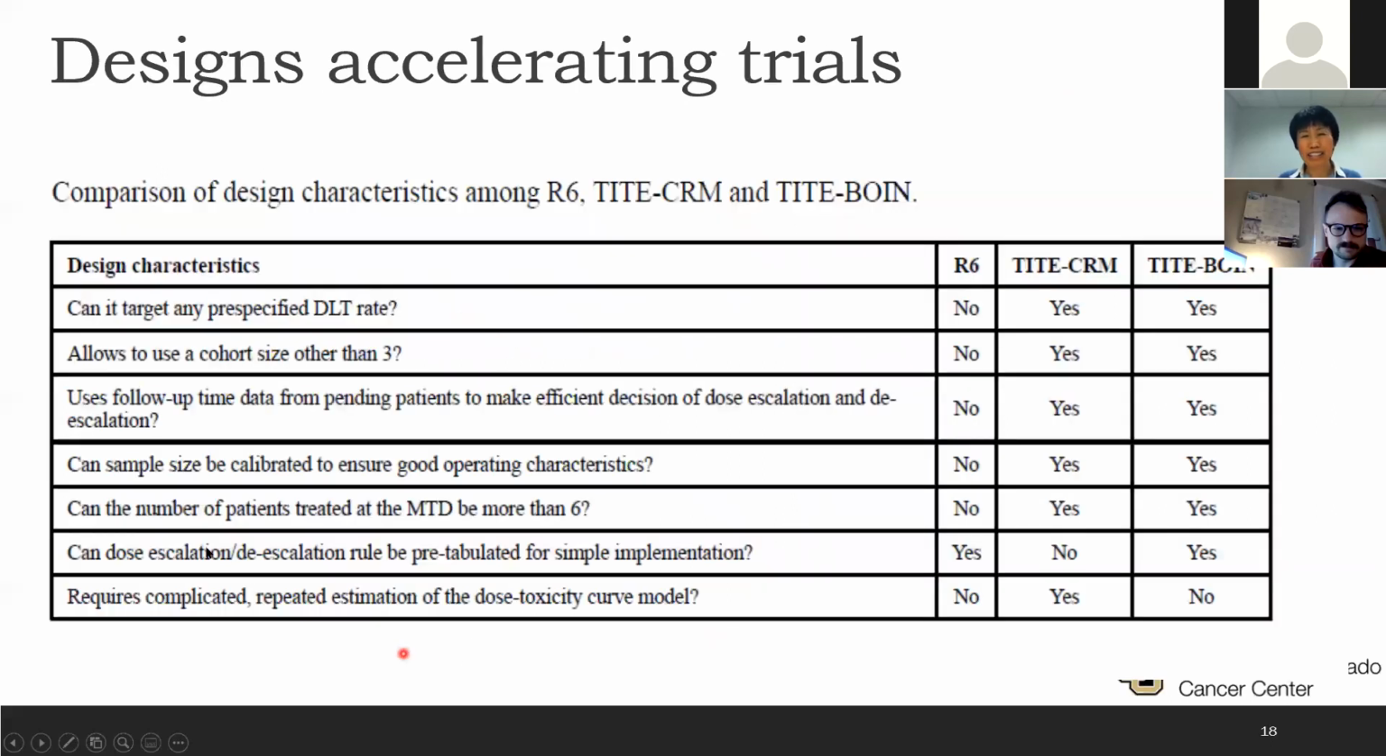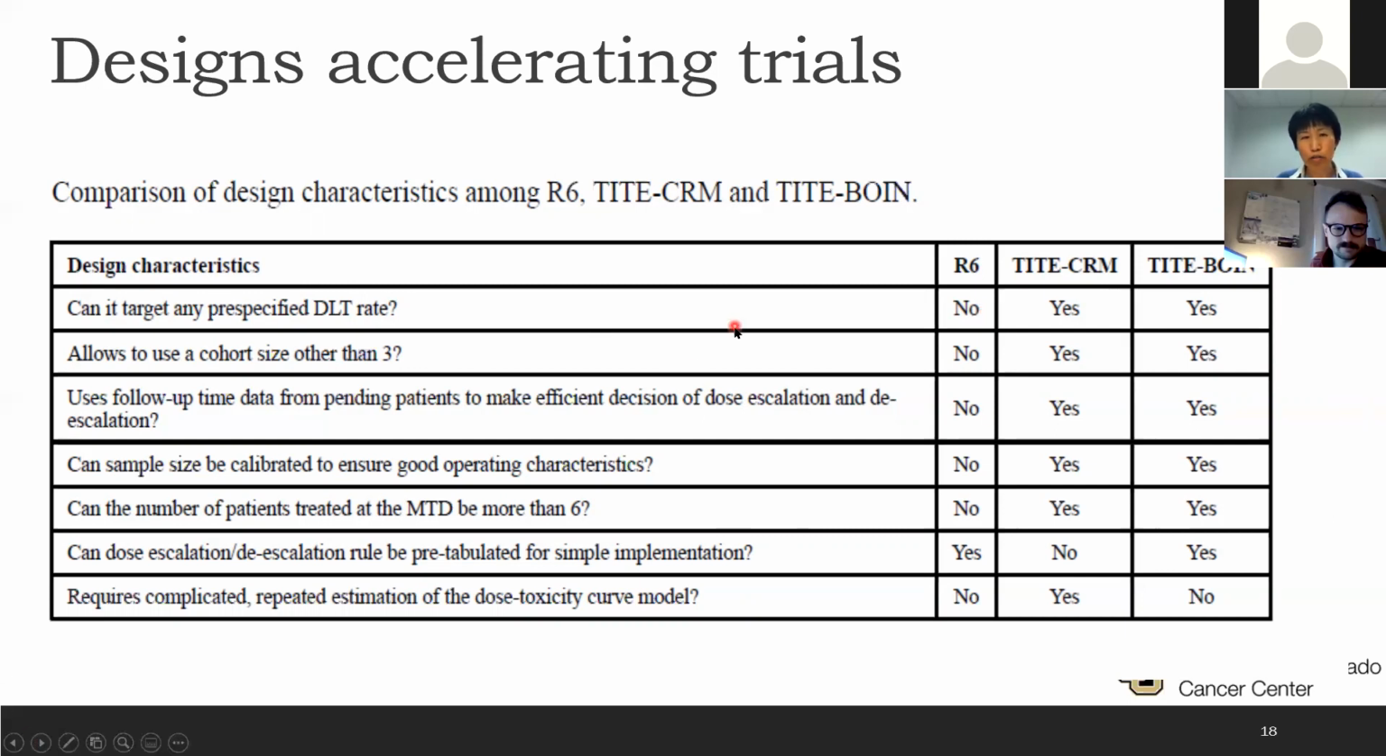So here I pick up the design characteristics, to better emphasize the difference between the three designs. The first one is: can it target any pre-specified DLT rate? The answer is no for the rolling 6 design, because the toxicity rate you obtain after running the trial is a range. So there's no way you can pre-specify the DLT rate.